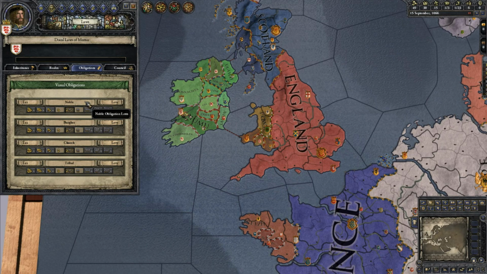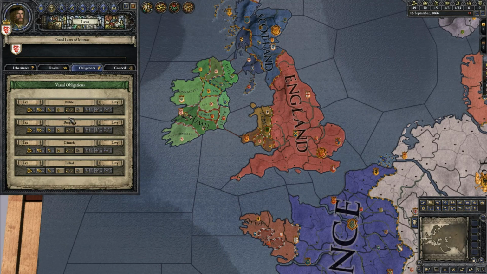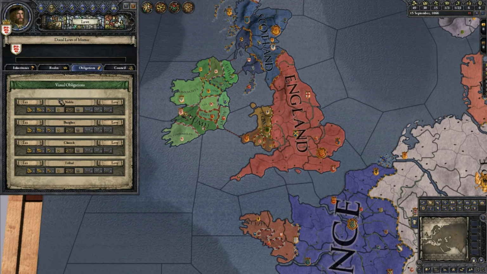So once you pass a law, it may not be possible to pass another right away. You can't just go click, click, click, click. You know, you have to take time to do it.